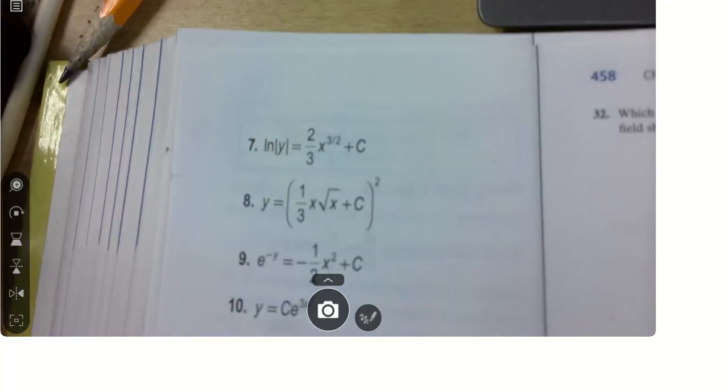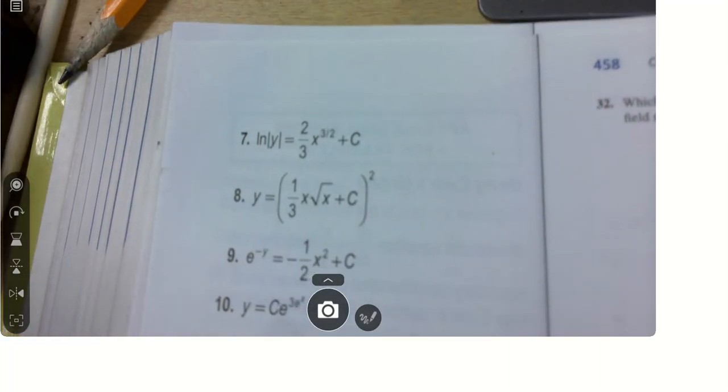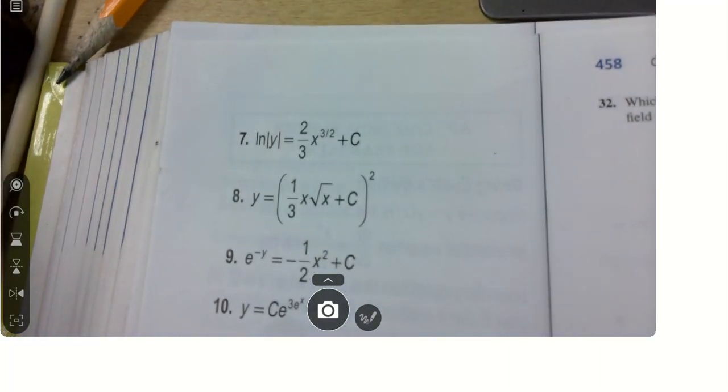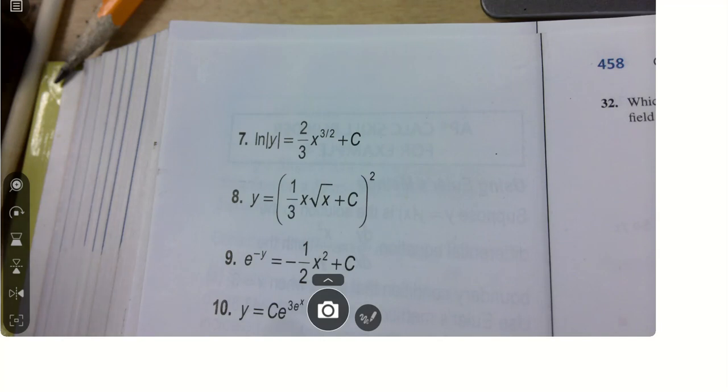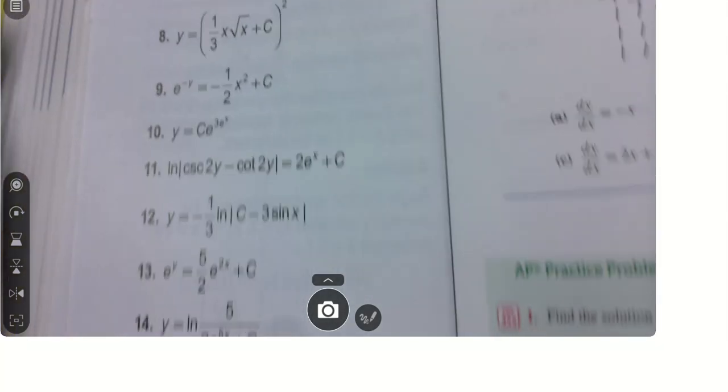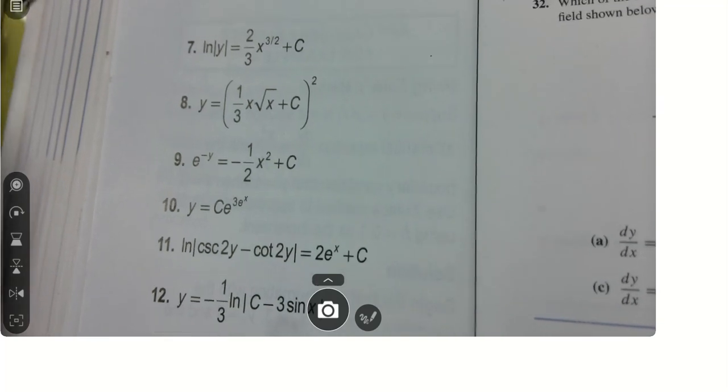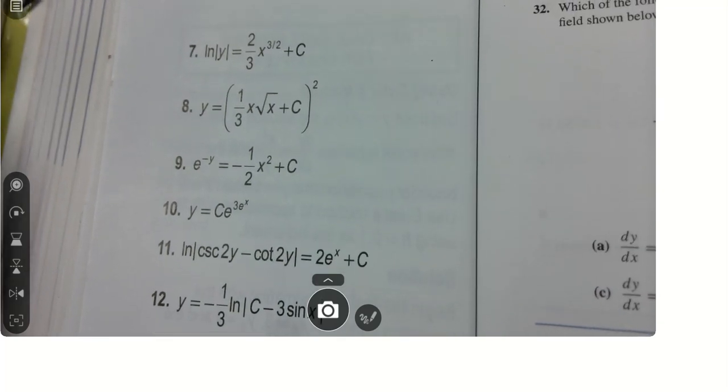Natural log of the absolute value of y. I'm just going to say abs y for absolute value of y moving forward. Natural log of abs y is 2/3 x to the 3/2 plus c. On number 9, e to the negative y is negative 1/2 x squared plus c.